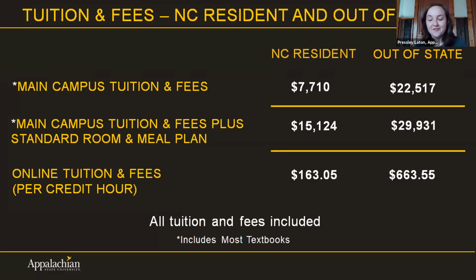And last but not least, for students that are doing one of our App State online programs, it's actually going to be a cost per credit hour. So however many credit hours that you're taking in a given semester, you'll multiply that by these costs for in-state and out-of-state respectively, about $163 for in-state and $663 for out-of-state. So you'll just multiply your credit hours with that and see what your overall cost will be.